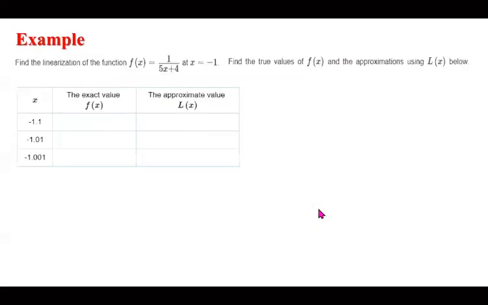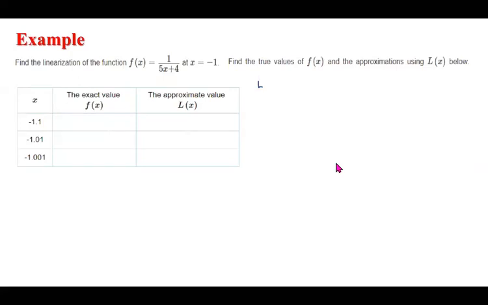Okay, let's move on to example 9. So here is example 9. This is the problem on linearization. Find the linearization of this function at x equal to -1. So we want to find the linear approximation of this function. So that means the value of this function and the function approximated using the linear function will be exactly the same.